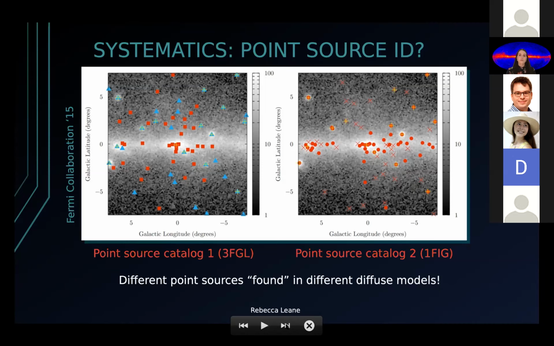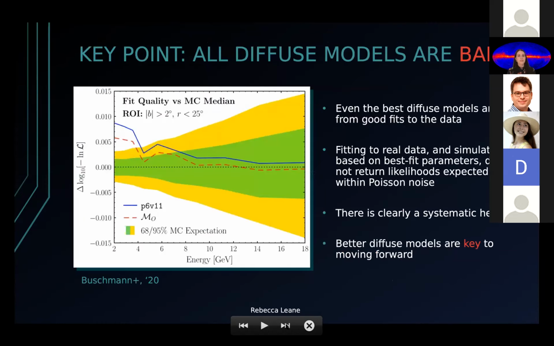What this figure is showing, the different dots are different point sources that are detected to 5 sigma. But you see, using different background models gives you totally different point sources. They're found at 5 sigma in one and they're not found in the other one. You can understand this because the key point is that all the diffuse models we have are not good. Even the best diffuse models we have are far from good fits to the data.